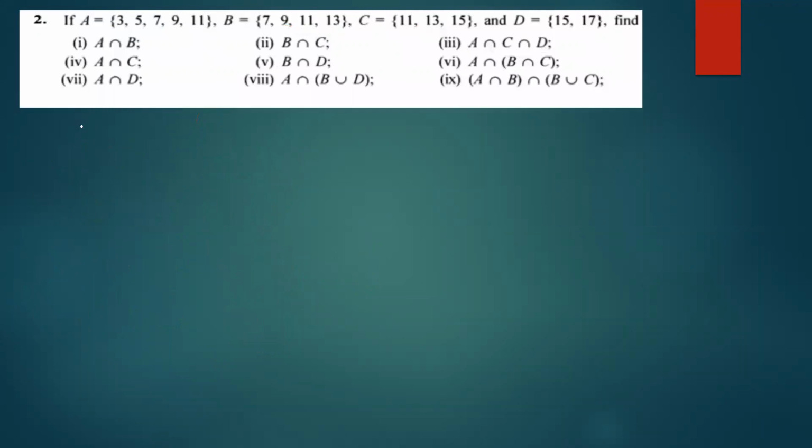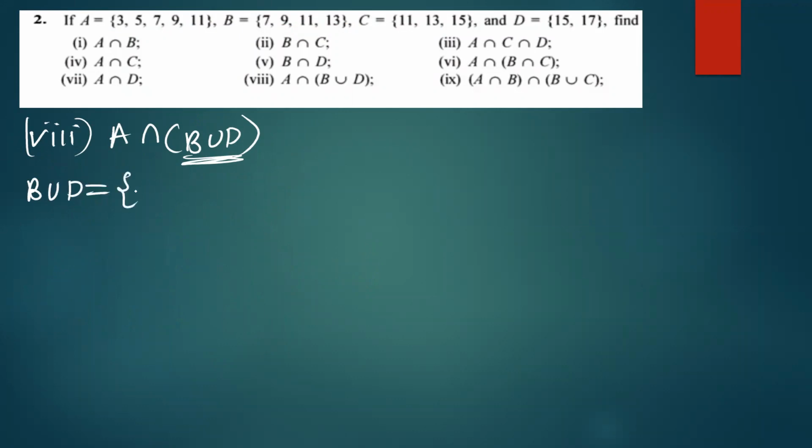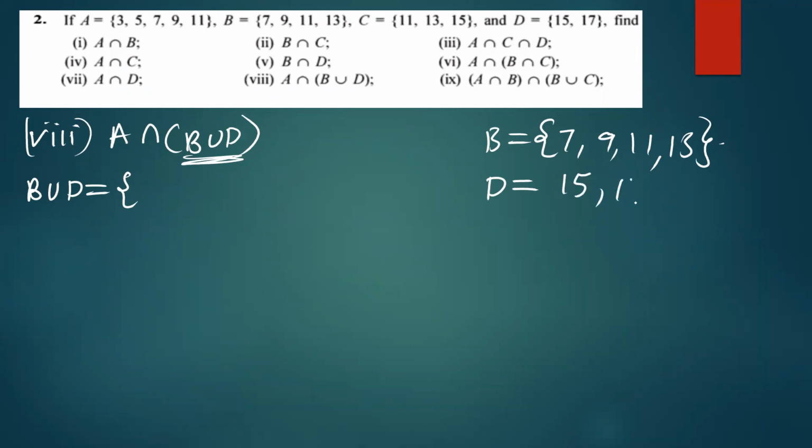So for 8, we have A intersection, then B union D. We first have to start with what is in the brackets. We first find B union D. B union D means that we have to add set B and D together. Set B has been given to be 7, 9, 11, and 13, and then set D is given to be 15, 17.